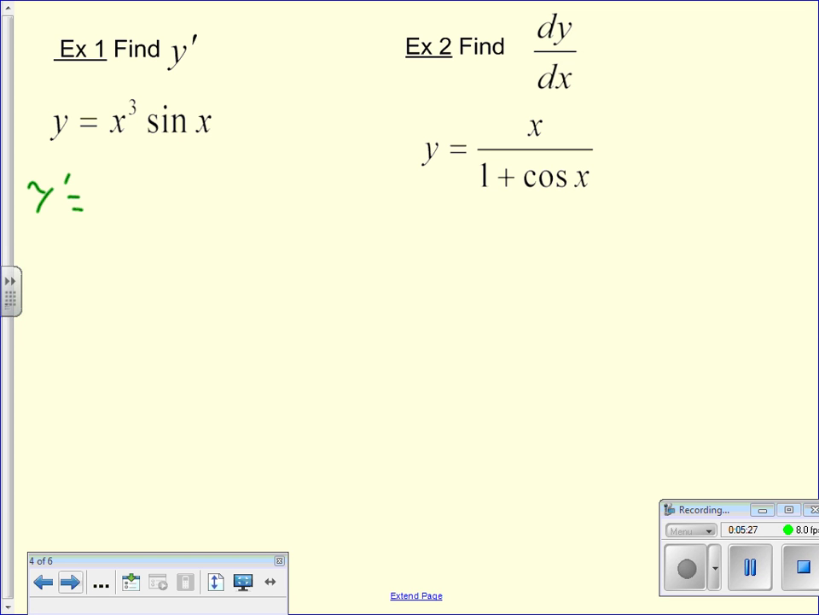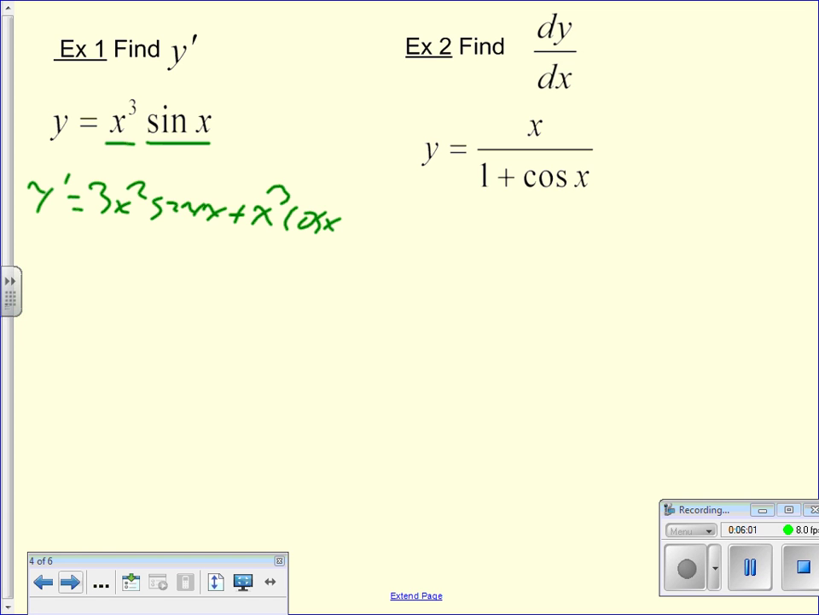I have to use the product rule. I have two things I'm multiplying here. I have x cubed times sine x. This is not necessarily obvious, but you need to understand and see that I've got two different functions going on here. So I have to apply the product rule. Product rule is derivative of the first term, 3x squared, times the second term, plus the first term, x cubed, times the derivative of the second term, cosine x.